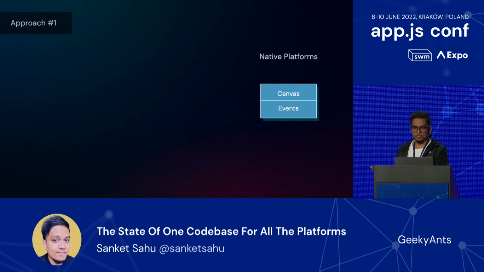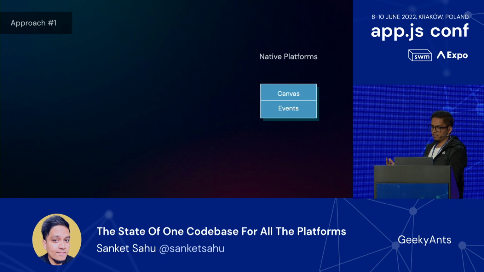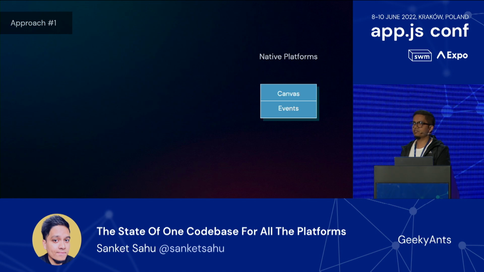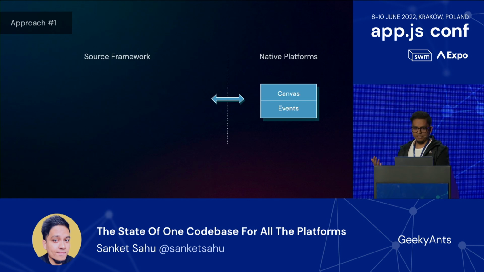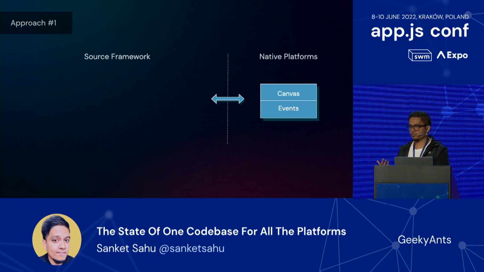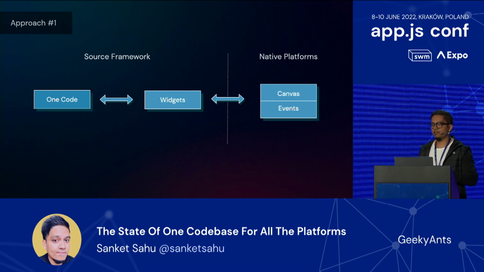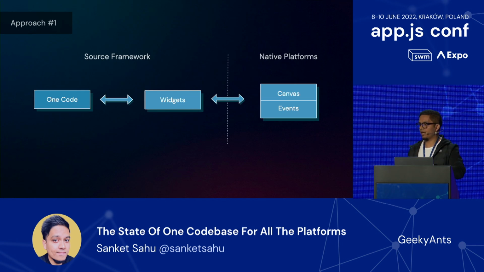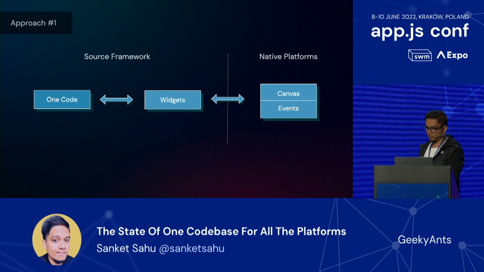The first approach would be you take native platforms. It can be Android, iOS, or web. Take the Canvas API straight away, paint to pixels, and take back the events from the canvas to your single source framework, one code framework. And then maintain everything in the source framework or source language, like maintain the widgets, maintain where it is placed. And when an event happens, you wire it up back to your widgets tree and see which widget, or which component, was actually tapped on. So this is one approach.